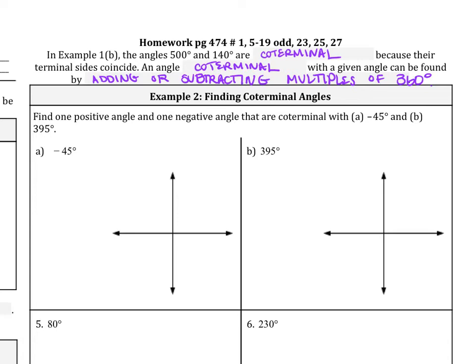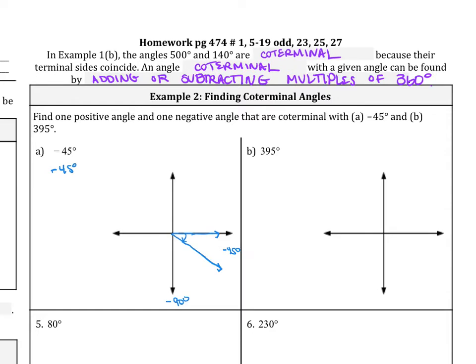So we have negative 45. So first we know that's going to rotate clockwise. So the initial side is here, and think about 90 degrees. Negative 90 degrees is here. And so 45 is exactly halfway. So this is negative 45 degrees. Now, so I'm going to write that first.